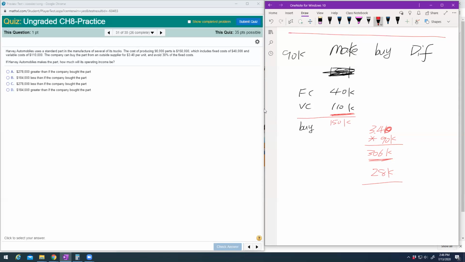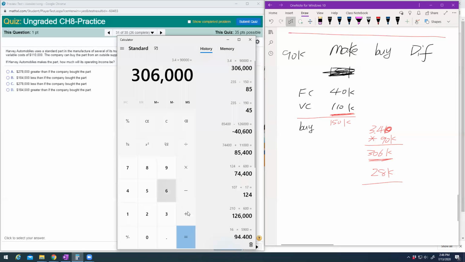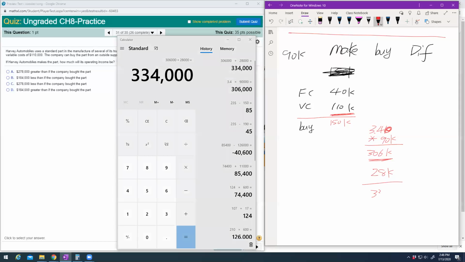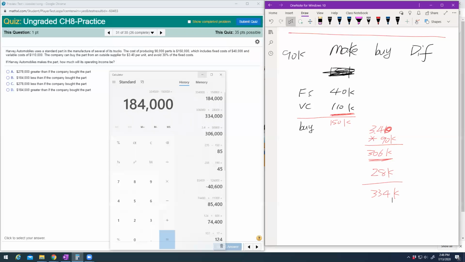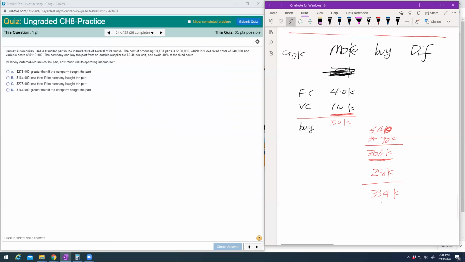Your total cost of buy will be, that's so weird, how can it be so much? Well, that's true, if you buy, it's much more expensive. Plus 28,000 gives 334,000. We minus 150,000 and that gives me 184,000. So if you make, it's 150,000. If you buy, it's 334,000. So you should make for sure.